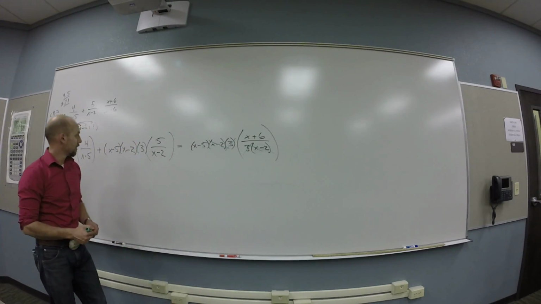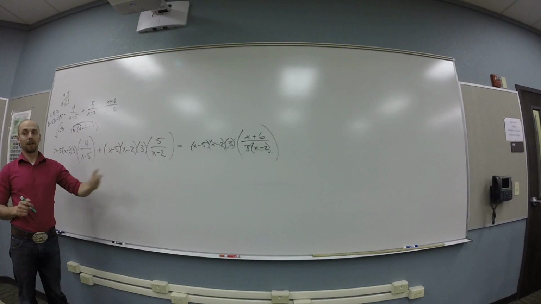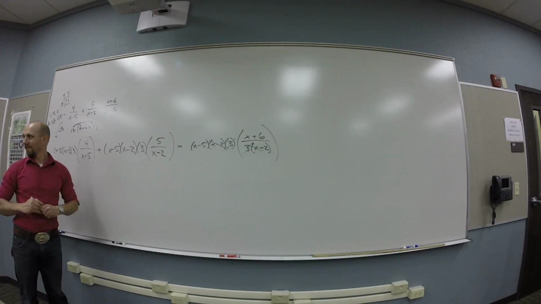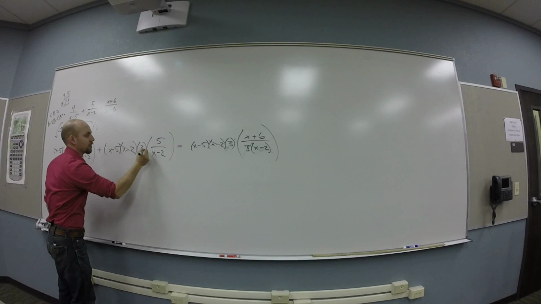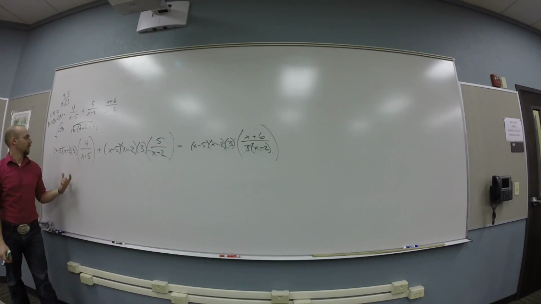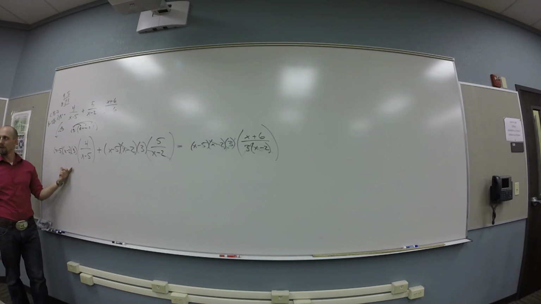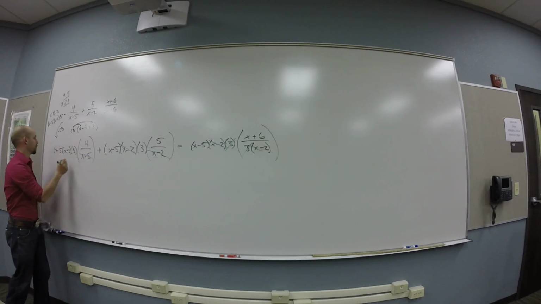That's everything there. How about on this guy? What can I cancel? X minus 2, top and bottom. How about here? X minus 5, top and bottom.